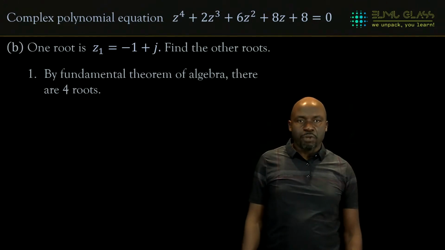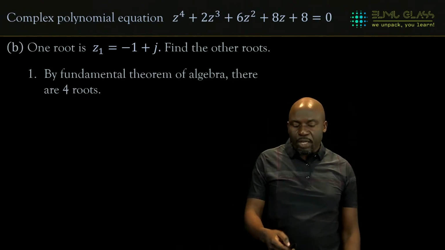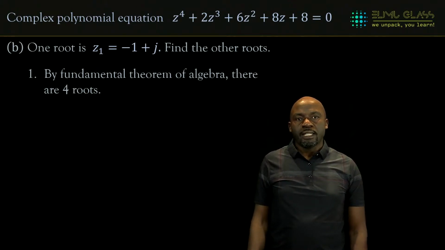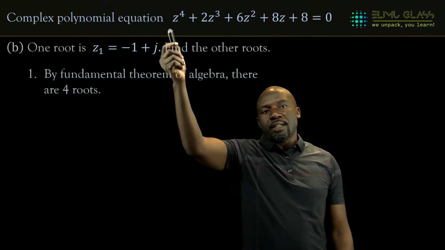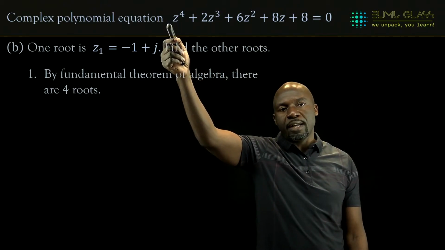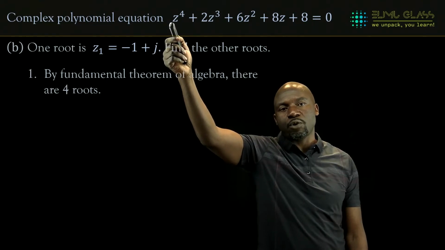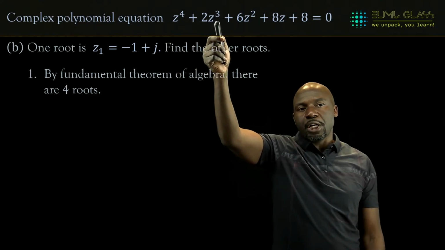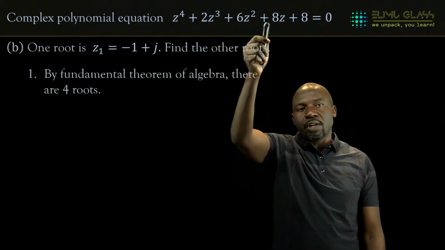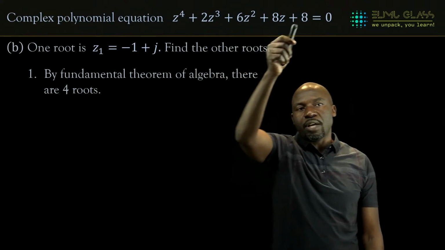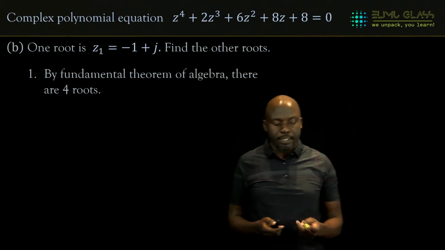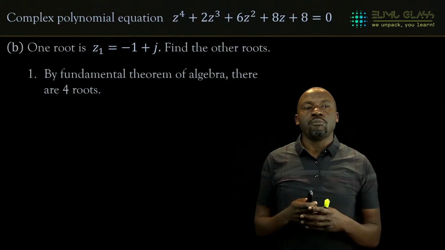We need the other 3. One of the other 3 we can already find using the second rule. And the second rule is that if a polynomial is such that its coefficients are all real numbers, so the coefficient here is a real number 1, the coefficient of z power 4 is 1, the coefficient of z power 3 is 2, the coefficient of z power 2 is 6. So you can see all the coefficients together with the constant there are real numbers. In this case, they are in fact integers. It doesn't matter, they just need to be real numbers.